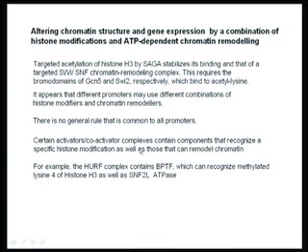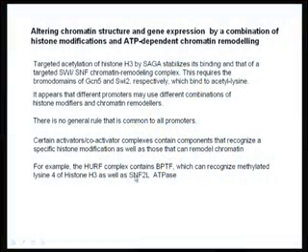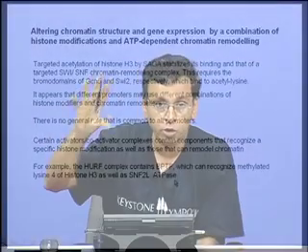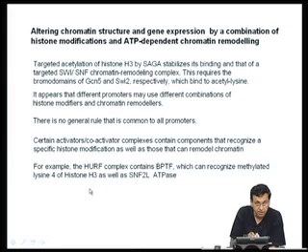Certain coactivators or coactivator complexes contain components that recognize a specific histone modification as well as components that can remodel chromatin. For example, the NURF complex, which is a chromatin remodeling complex, contains BPTF, which can recognize a methylated lysine of histone H3, as well as the SNF2 ATPase. So, here is a multi-protein complex, a coactivator, and one component of this coactivator is a histone reader which can recognize methylated histones.